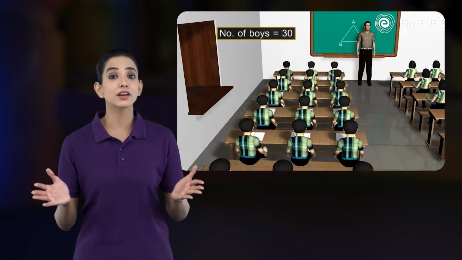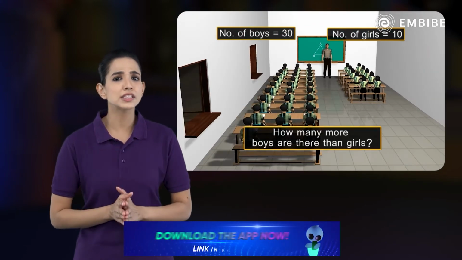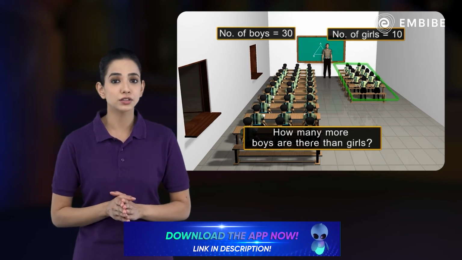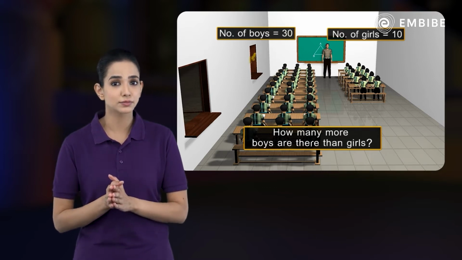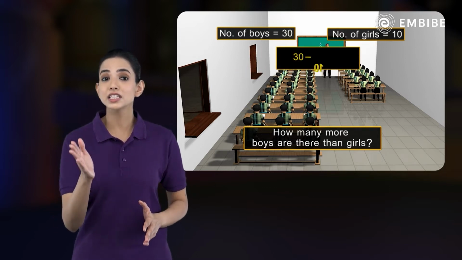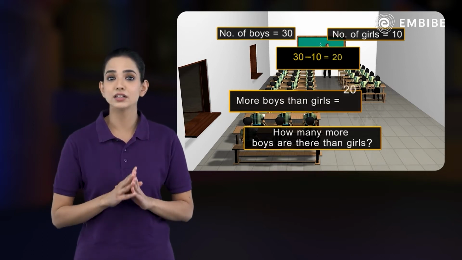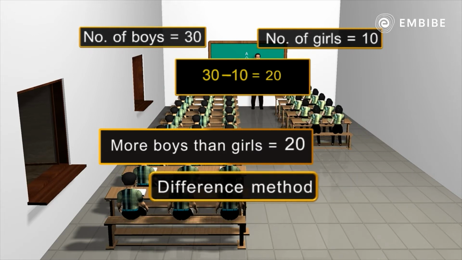In a class, there are 30 boys and 10 girls. How many more boys are there than girls? To answer this question, we subtract the number of girls from the number of boys. There are 30 minus 10, which is equal to 20 more boys than girls. So, one way of comparing the number of two quantities is by taking the difference. We may call it the difference method.